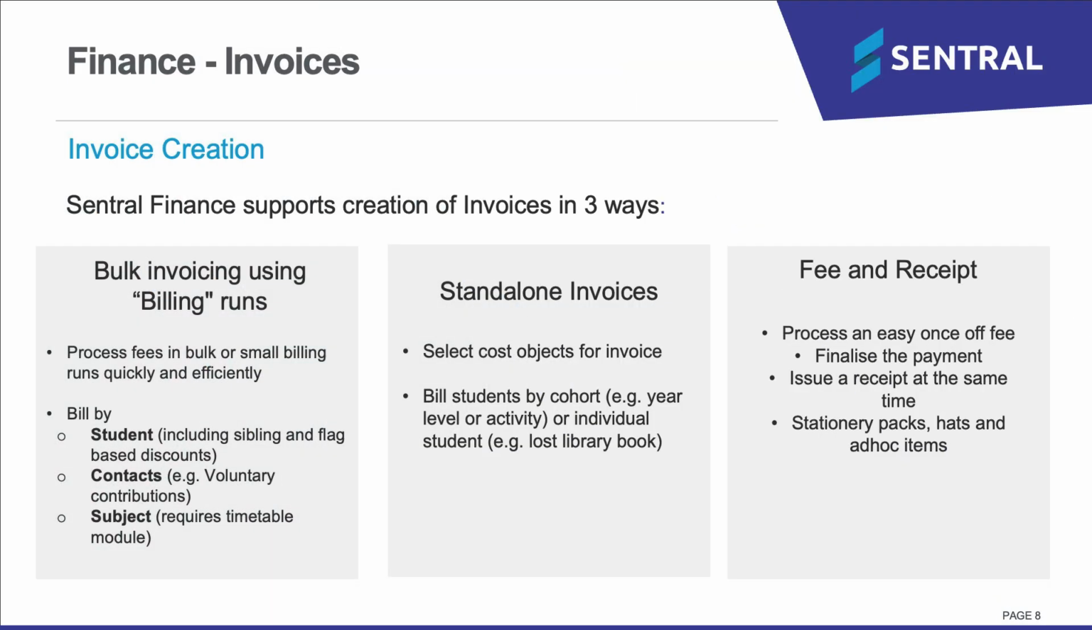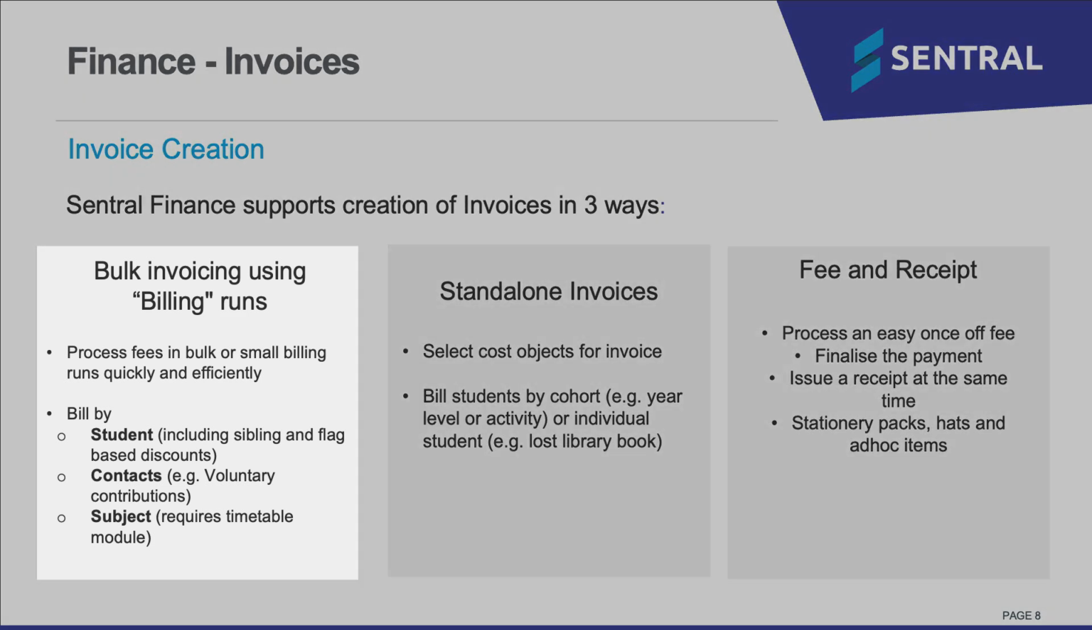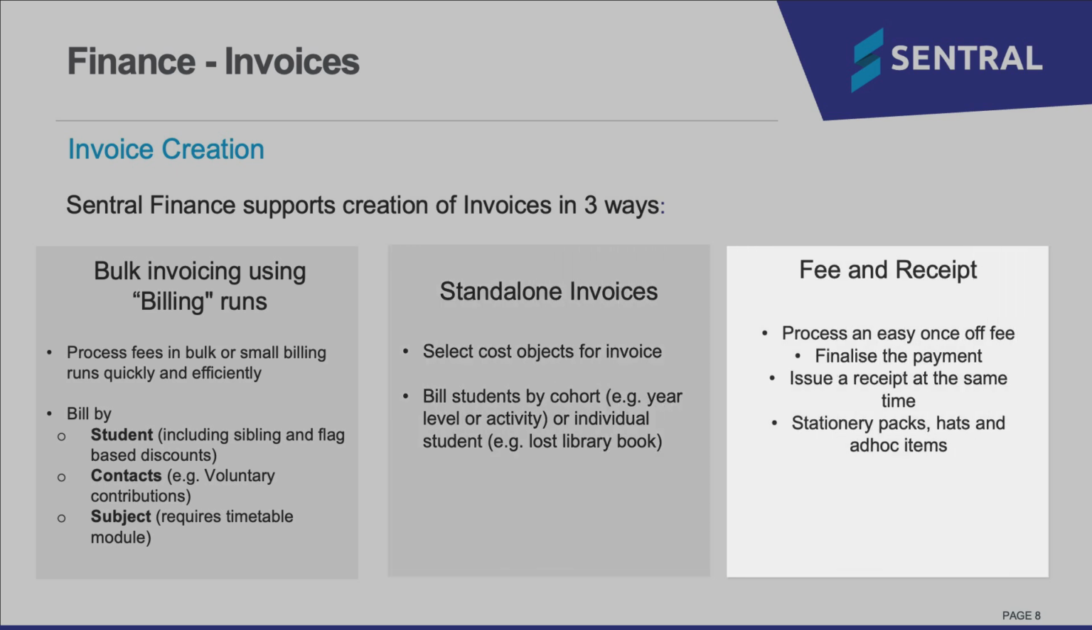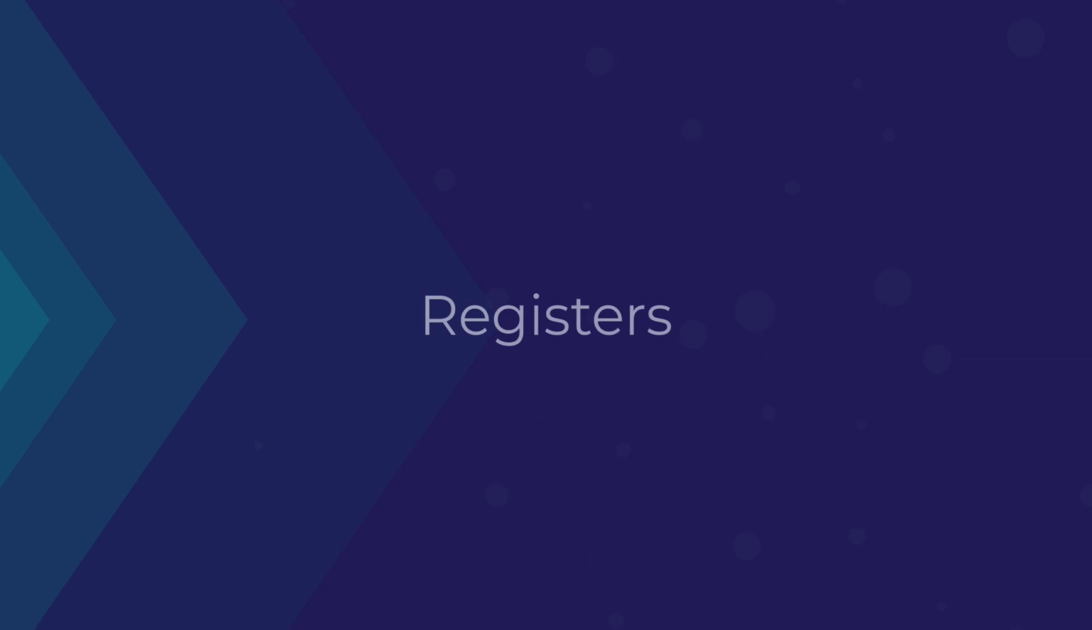Central Finance supports the creation of invoices in three ways: bulk invoicing using billing runs, standalone invoices, and fee and receipt. You can process fees in bulk or small billing runs quickly and efficiently. Bill by student, contacts, or subject. With standalone, select cost objects for the invoice and bill students by cohort or individual student. And process an easy once-off fee, finalize the payment, and issue a receipt at the same time.